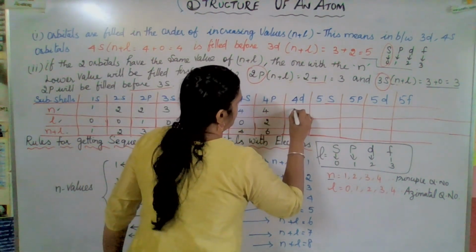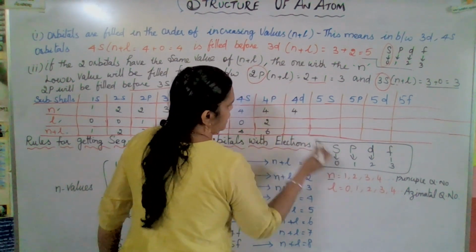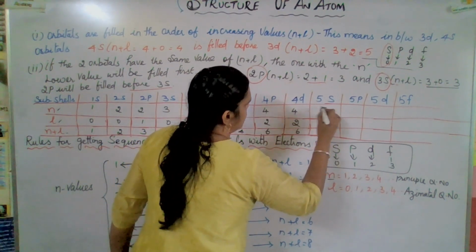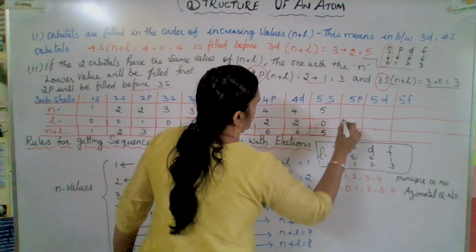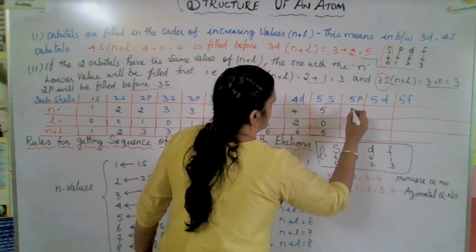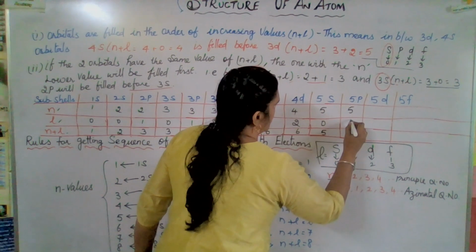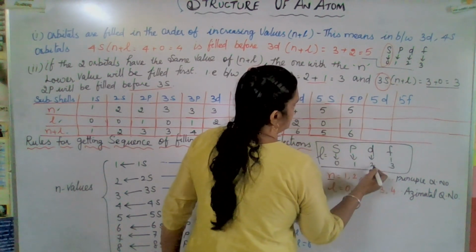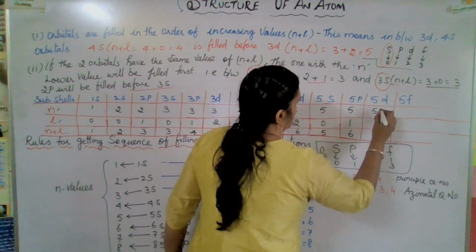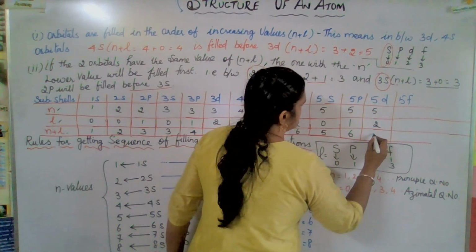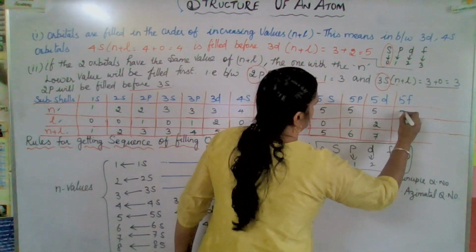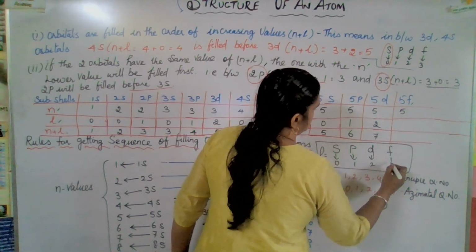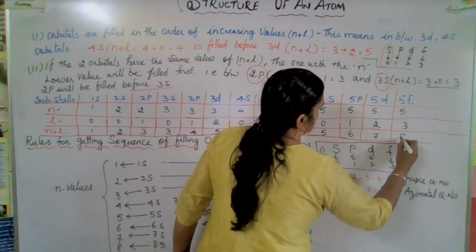And then here 4d: n value 4, d value 2, so here 6. And 5s: n value 5, s value 0, here 5 only. And 5p: n value 5, p value 1, here 6. And then 5d: d value is 2, so n value is 5, d value is 2, and here 7. And the same way, n value 5 and f value is 3, so 8 in this way.